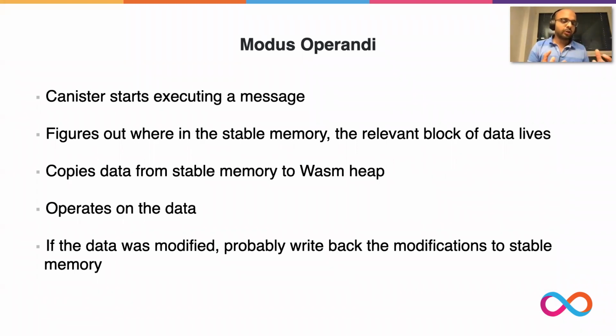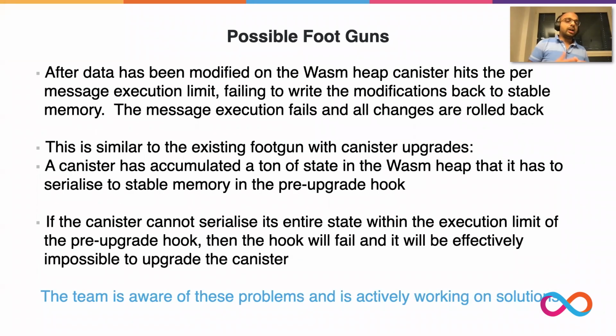And then the canister will actually operate on the data, make whatever changes it needs to. And finally, once the data has been modified and the canister is happy with it, it will have to write the modifications back to stable memory. As some of you can already suspect or guess, this will introduce some potential footguns. So one of the problems is that each canister has an upper limit on how long a message can execute for. And if the canister hits this limit, then the message execution is declared as failed and all the changes it made are rolled back.